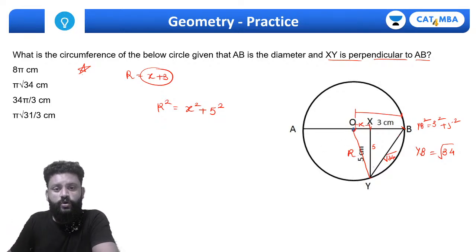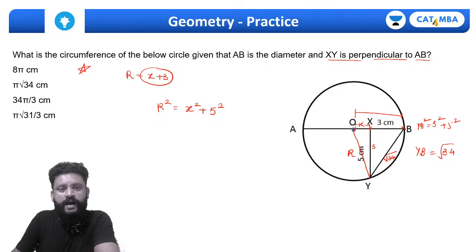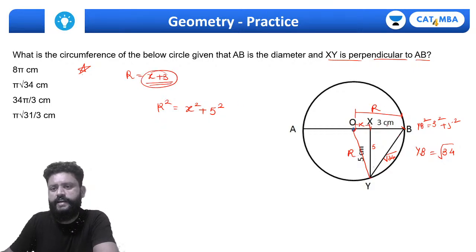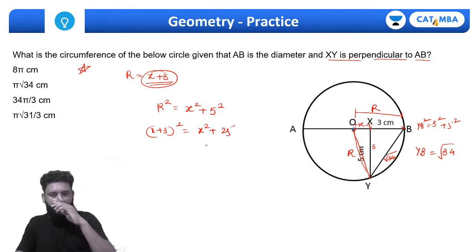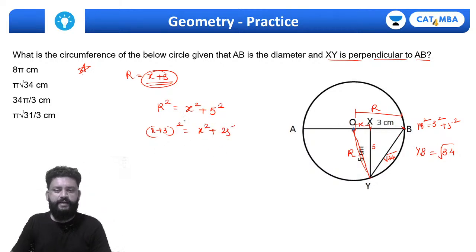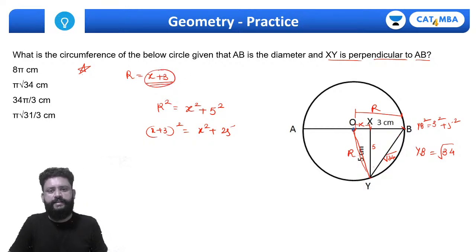Okay, so x square plus 5 square, and we know r is x+3, radius is x+3, this is also radius, this is also radius. So simply x+3 whole square must be equal to x square plus 25, and you can simply get the value of x. X is not the radius. Okay, get the value of x and then you'll get the value of radius.